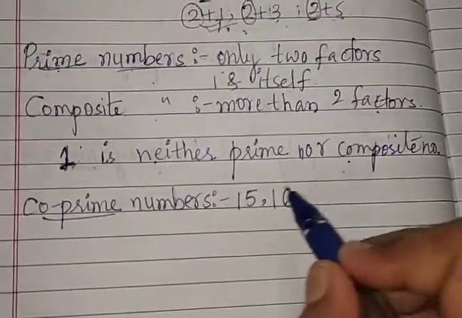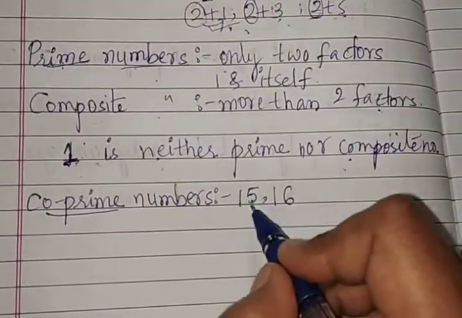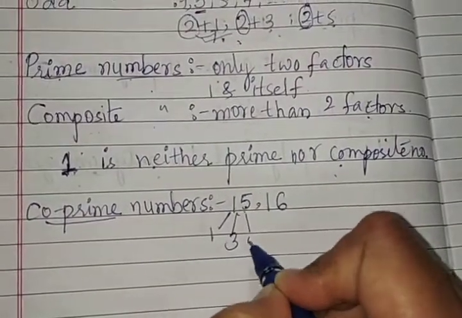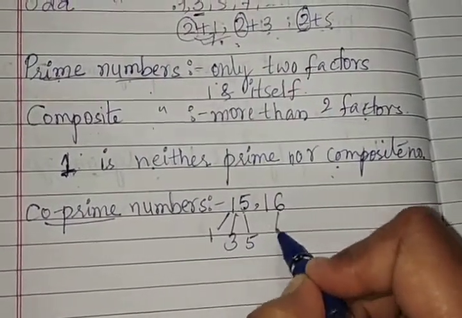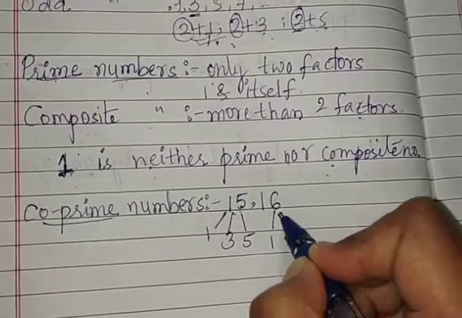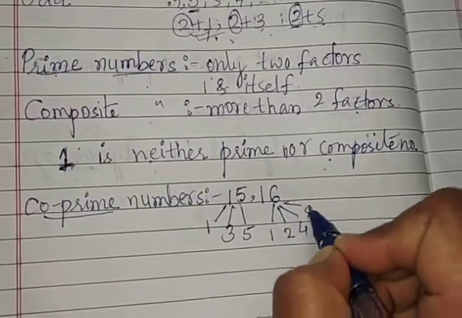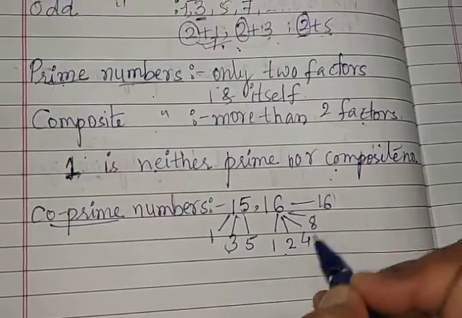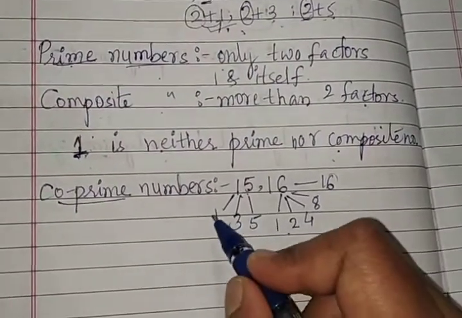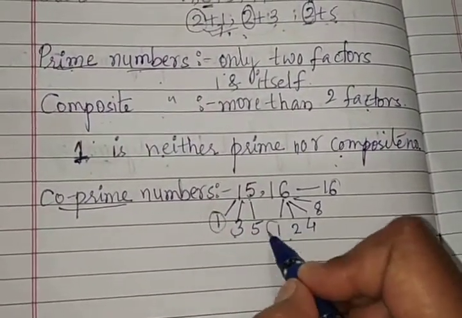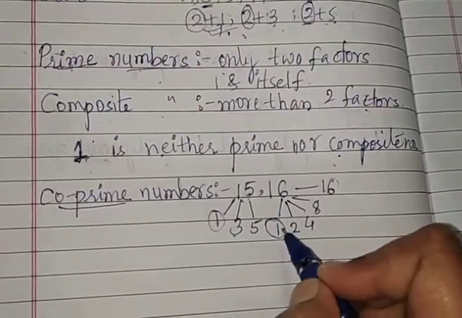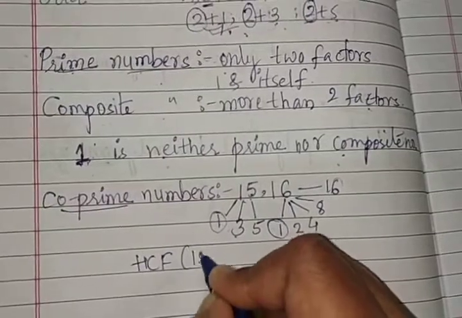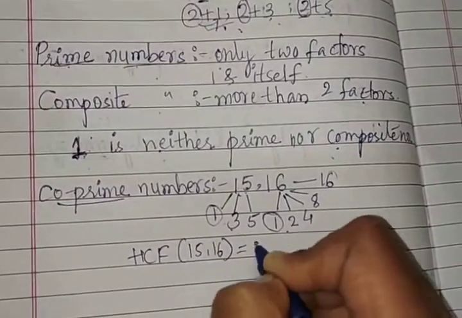Among these, let us find the factors of 15. Factors are 1, 3 and 5. Factors of 16 are 1, 2, 4, 8 and 16. Among both these sets of factors, check which is the common factor. That is only 1. And which is the highest common factor? This is also 1. So the HCF of 15 and 16 is 1.